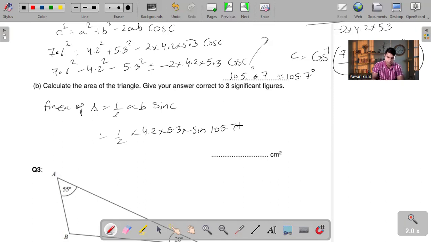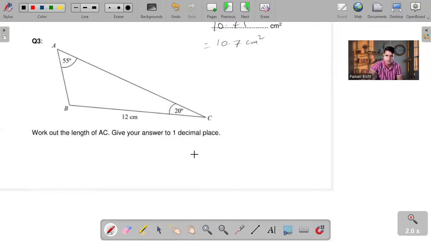Okay, so half times 4.2 times 5.3 times sine 105.7. So it is coming 10.71. The last digit is smaller than 5, so the answer is 10.7 centimeter square. This is your answer for question number 2. I hope this is clear to you.